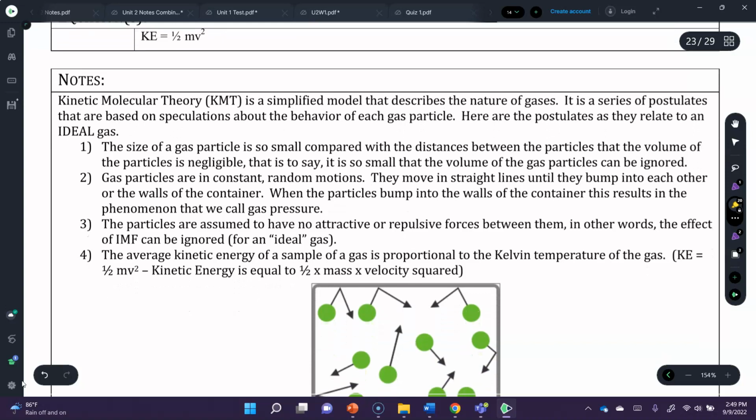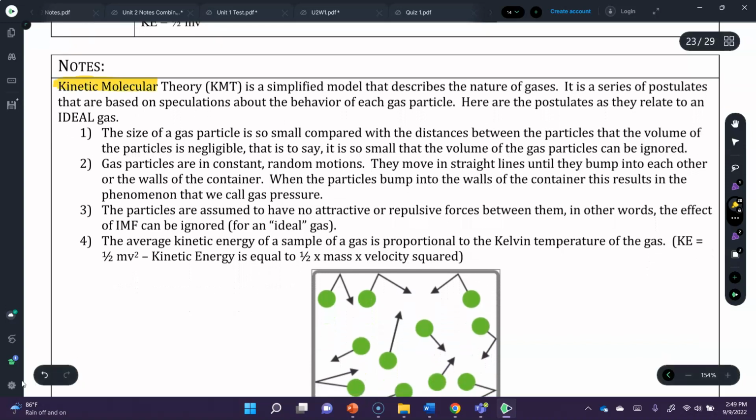So, starting with our notes, kinetic molecular theory is a simplified model that describes the nature of gases. It is a series of postulates that are based on ideas or theories that are based on speculation about the behavior of each gas particle. Here are the postulates as they relate to an ideal gas. The next section will address deviations from that, or what happens if it's not ideal.